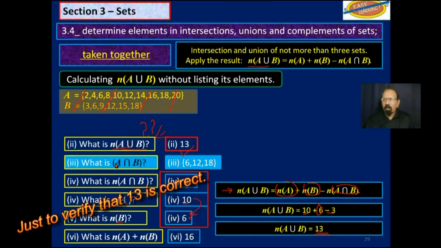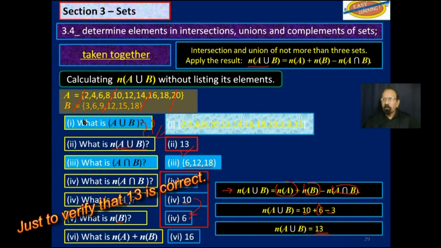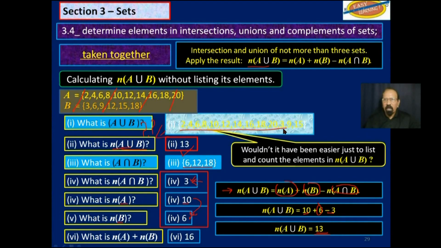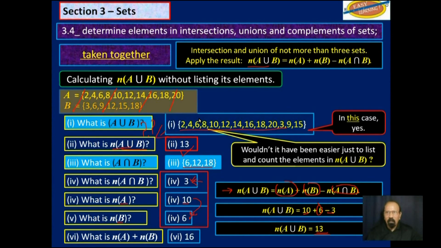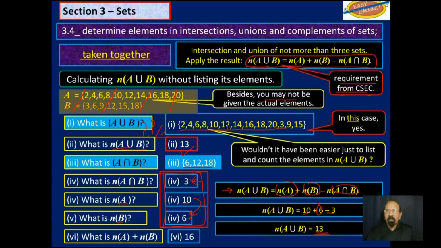Now, what is A intersection B? Of course, those are the elements if we were given the actual elements. And what is A union B? These are the elements if we were actually given the elements. But let us say you were not given the elements. In this case, we could actually write down the elements and count them. But you were just given the cardinality of the subsets. Besides, you need to learn how to use this formula up here. It's a CXC requirement. And so you may not be given the actual elements, just the number of elements in them.